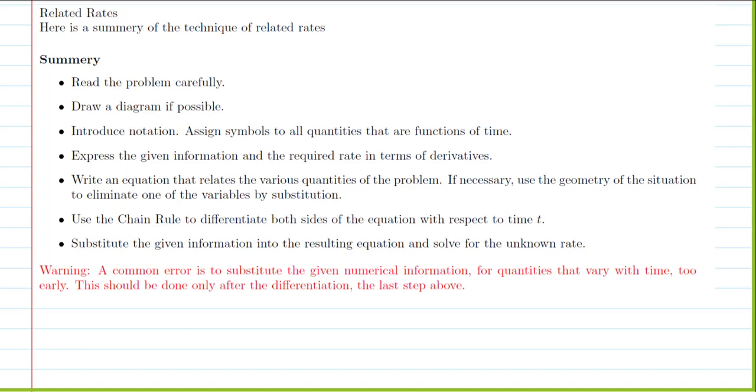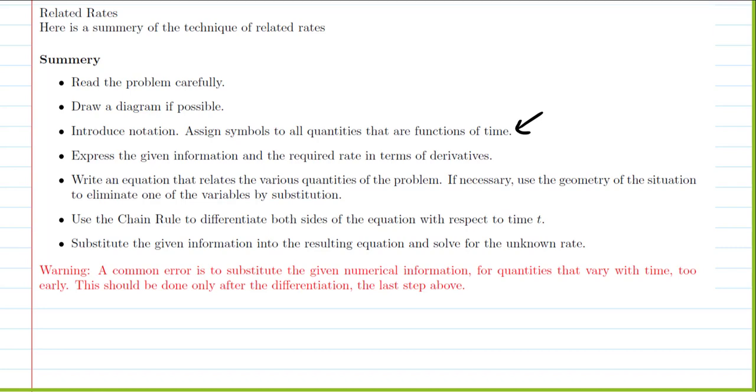So as with any application problem, we always want to read the problem carefully. With these ones, oftentimes there's going to be a geometric component. So drawing a good diagram is a very helpful thing. In our diagram, we need to introduce notation and assign symbols to all quantities that are going to be functions of time. So since we're talking about related rates, almost always these quantities are going to be changing over time. So anything that depends on time needs to have a symbol assigned to it so that we can later on take the derivative with respect to t.